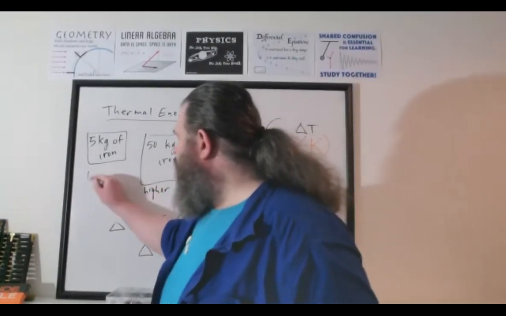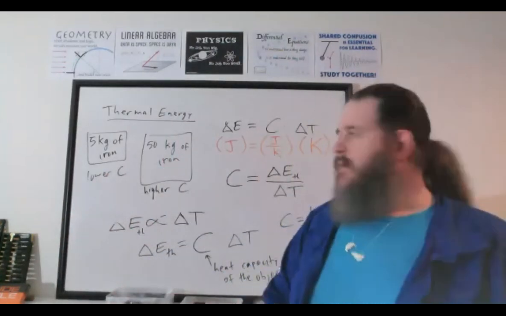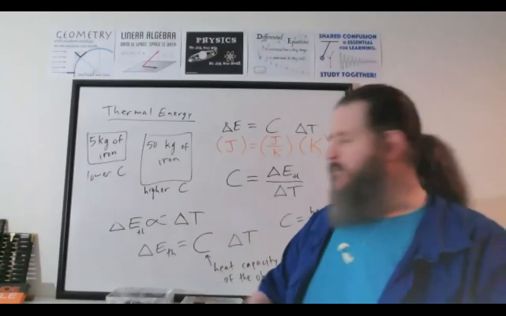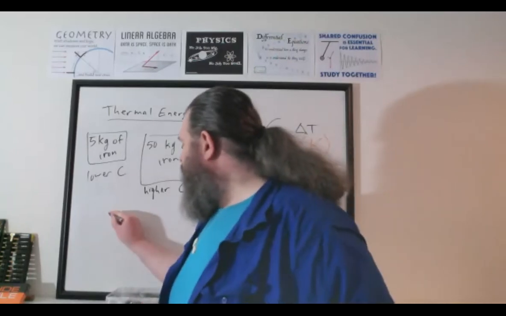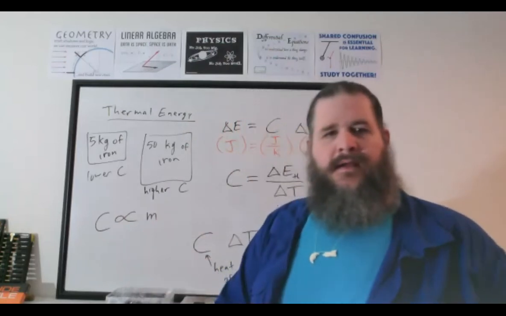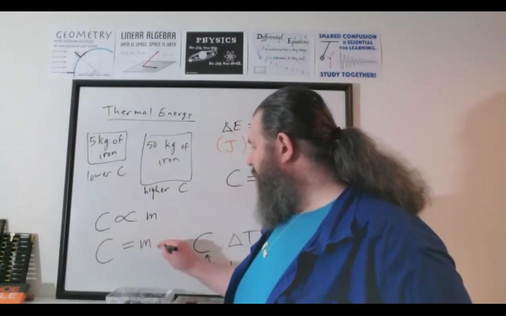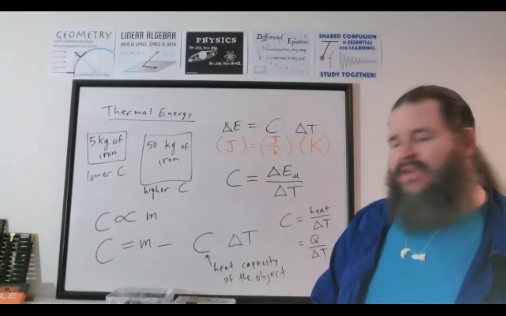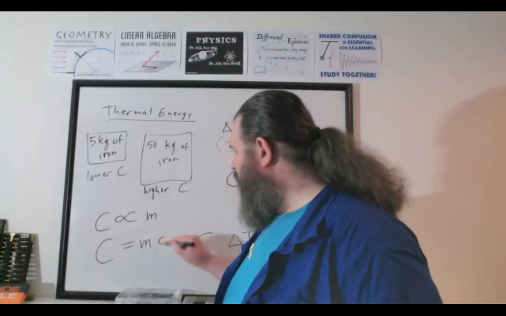Higher heat capacity versus lower heat capacity. And yeah, it should be proportional to the mass. 10 times as much mass means it's going to cost 10 times as much energy to get the same change in temperature. So we can expect that heat capacity is proportional to mass. In other words, heat capacity is going to equal mass times something. That something is usually called the specific heat, or mass specific heat capacity, usually written as a lowercase c.